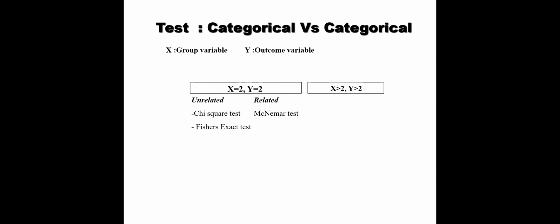Fisher's exact test. The chi-square test is used when all the observed frequencies are more than 5 in each cell. This is the general assumption which should be obeyed in the chi-square test. If it is not obeyed, then we go to the Fisher's exact test, which is more robust to apply in cases where the frequencies are less.